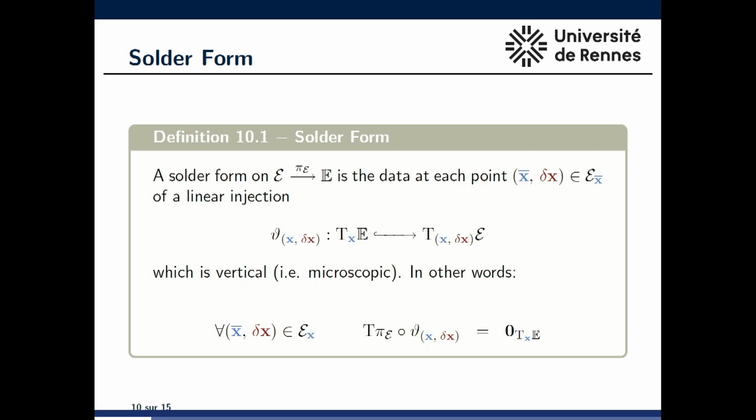So we choose to define a pseudoform as also a linear injective map from the tangent of the base to the tangent of the total space, but this time we require it to be microscopic, that is, its macroscopic part of the images is 0. All right.